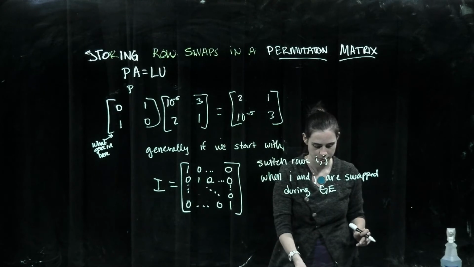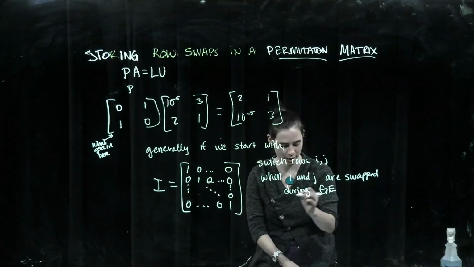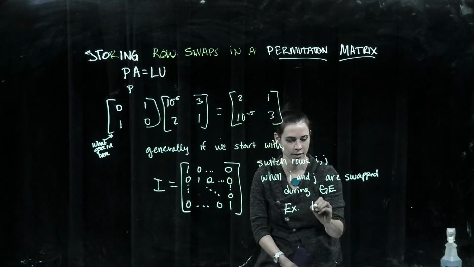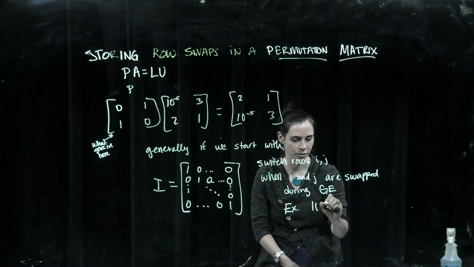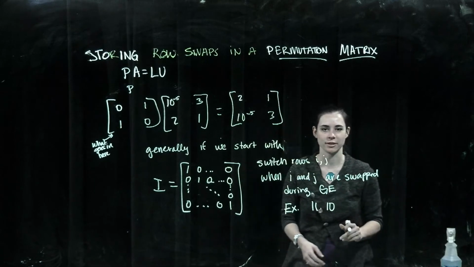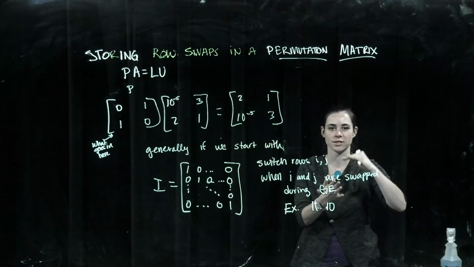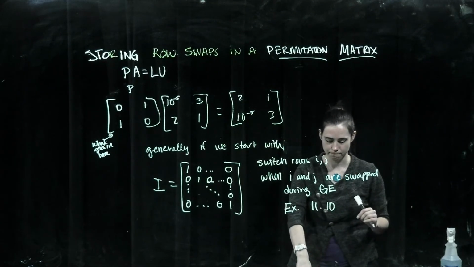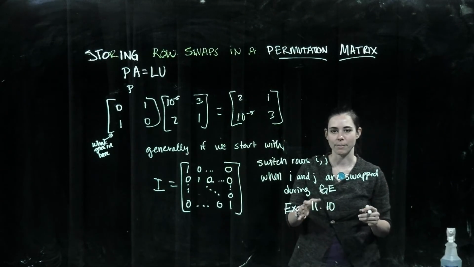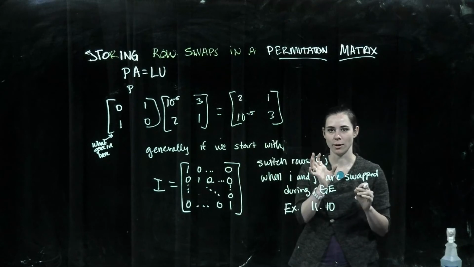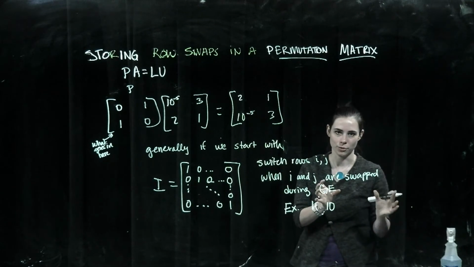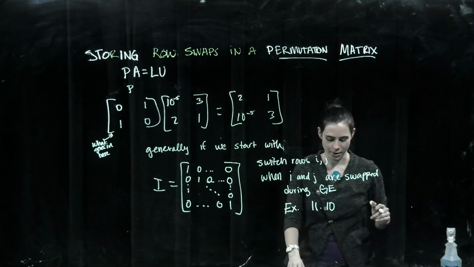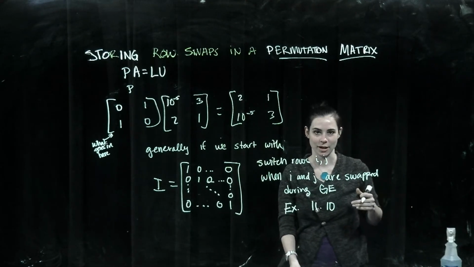All right. I'm not going to go through an example of this, but if you want an example with a 3x3 matrix, you can look at example 11.10. It goes through the different steps of Gaussian elimination for that 3x3 matrix and shows you step by step what L is, what P is, and what U is. Not in that order. I think it's actually P, L, and U as you go through the Gaussian elimination steps.